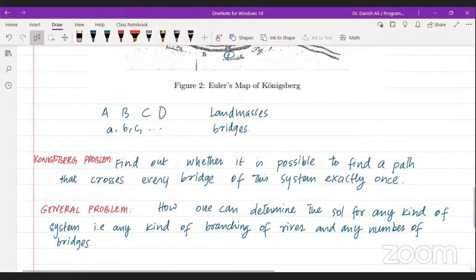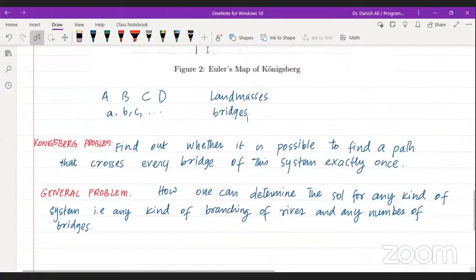I'm sorry, your voice has cut off. Now you cannot hear me? We can now, we can now, but it was.